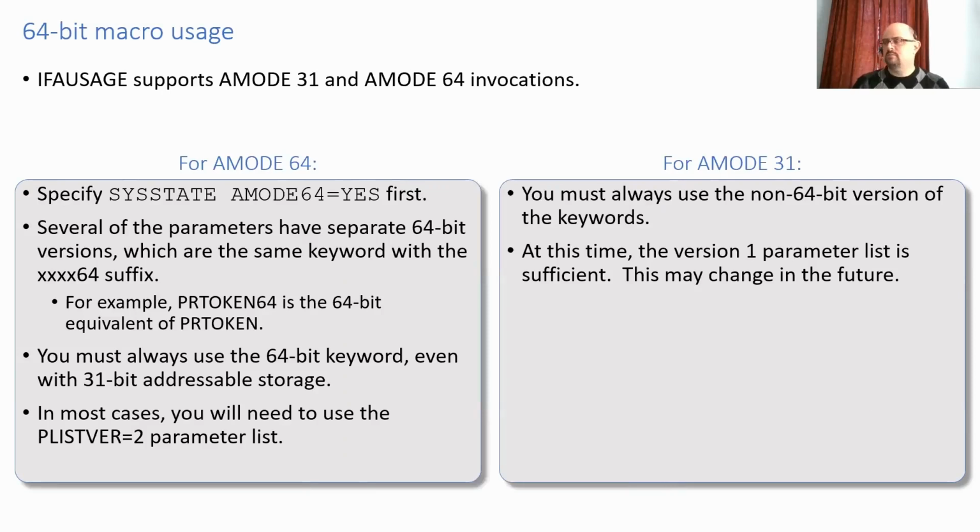64-bit usage, I probably won't go into a lot of detail here, but we do support both AMODE 64 and AMODE 31. There are some requirements around AMODE 64. They have to do with the size of the parameter list. They have to do with the keywords. We have separate keywords for AMODE 64 and AMODE 31 callers. The important thing is you have to match the keyword to which AMODE you're in. So if anybody is coding this, I'll say, check the fine print. I'm not going to spend a lot more time on this because I don't think most of this audience is going to be coding the macro.